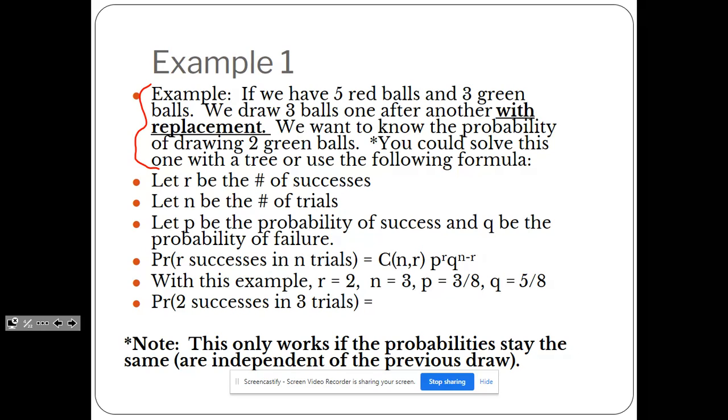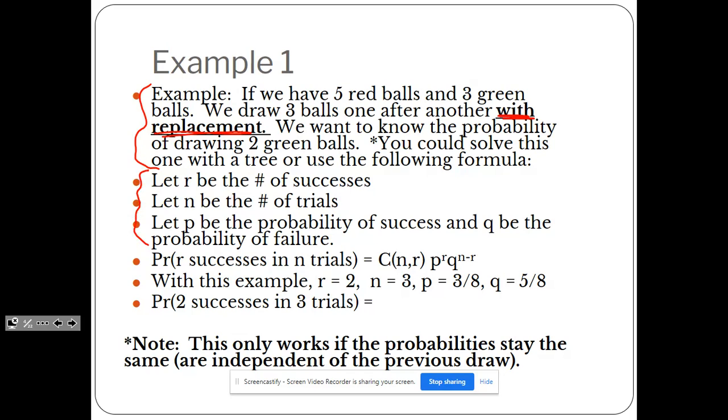So our example: we have 5 red balls, 3 green balls. We'll draw 3, one after another. The biggest and most important part is this is with replacement. We're putting it back, meaning the probability doesn't change each time. That allows us to use the formula. If it's without replacement, we've got to make a tree. This simplifies it so we don't have to use a tree, because some of these trees would be really, really large and hard to deal with.